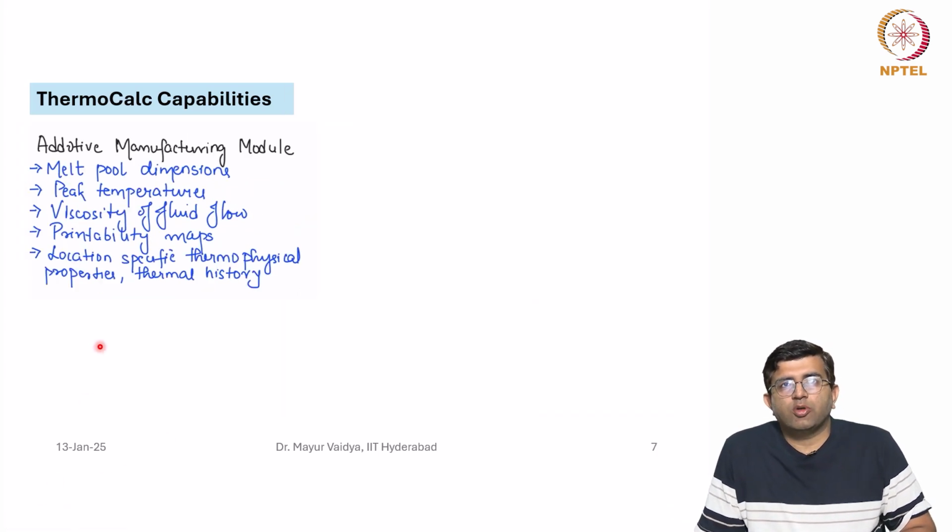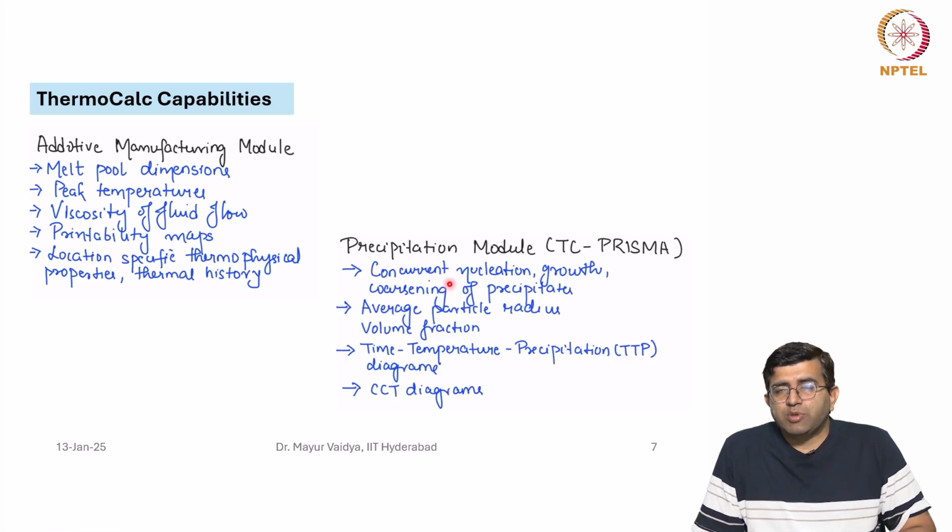Then the Thermo-Calc capabilities also include a recently added additive manufacturing module, which allows you to take into account the melt pool dimensions, peak temperatures, viscosity, printability maps, and location specific properties or thermal history can also be evaluated. Then the precipitation module, TC-PRISMA, allows you to simulate concurrent nucleation, growth, and coarsening of precipitates, then average particle radius, volume fraction, TTT diagrams, and CCT diagrams.